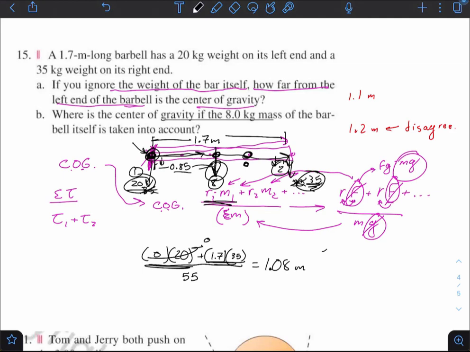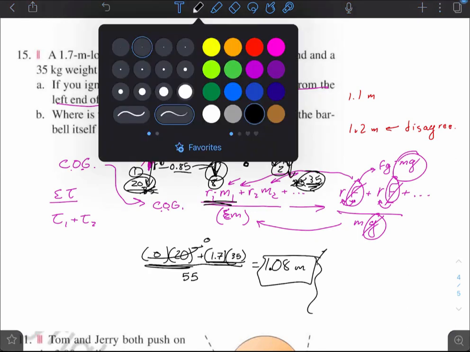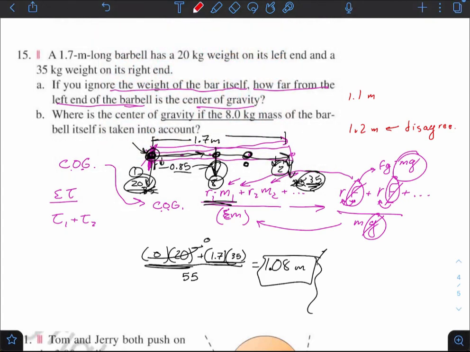So for part B, we're just going to repeat that equation, but with this. And notice, this was our previous center of mass. So if we're adding more mass here, that's going to bring the center of mass to the left. But we still will plug it in, 0 times 20, because I'm still going from the left, and plus 8 kilograms times 0.85. Let me double check to make sure 1.7 divided by 2 is 0.85.